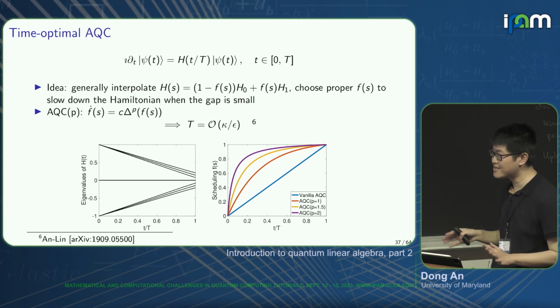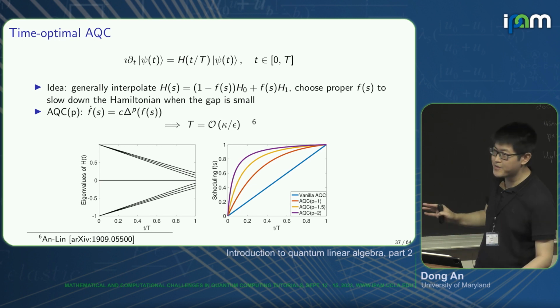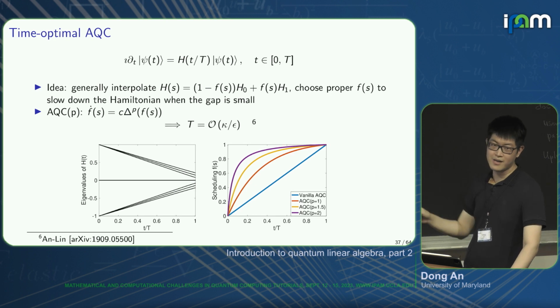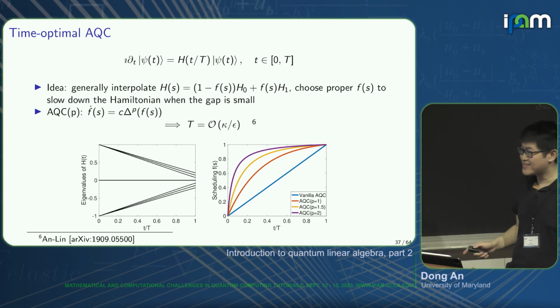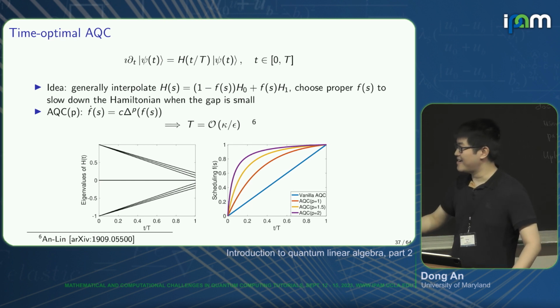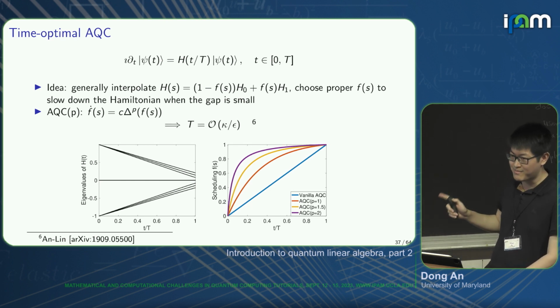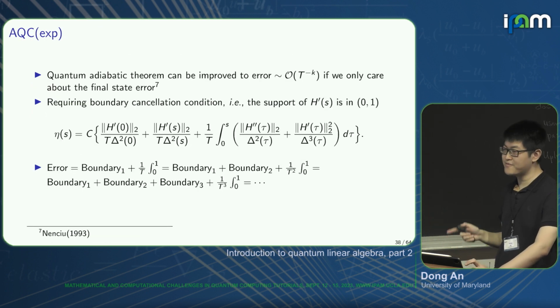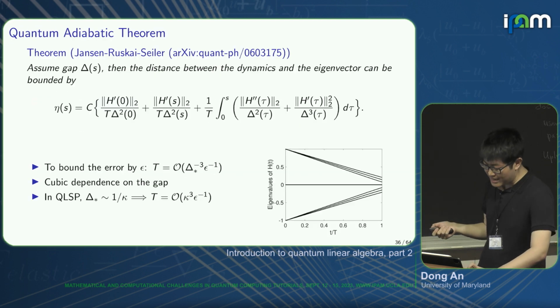And then the next question is, can we further improve this? Can we get a kappa dependence and a polylog dependence in 1 over epsilon simultaneously? And the answer is, again, yes. And we can use a further improved version of adiabatic quantum computing. So the further improved version is that, let me go back to this.